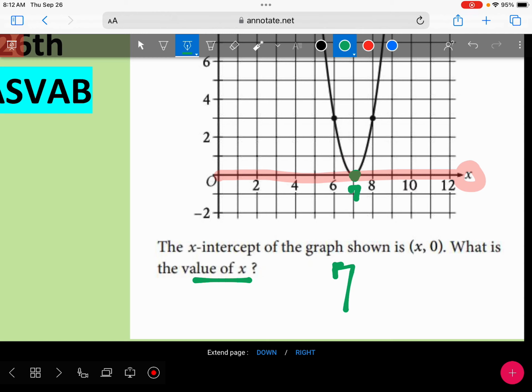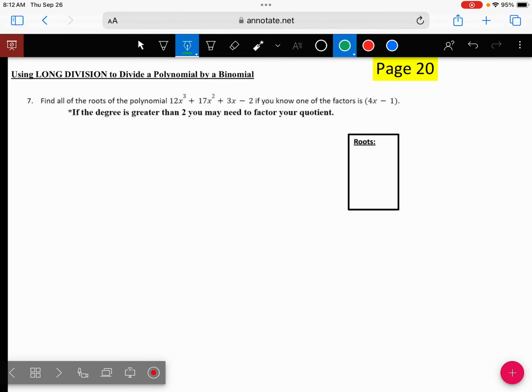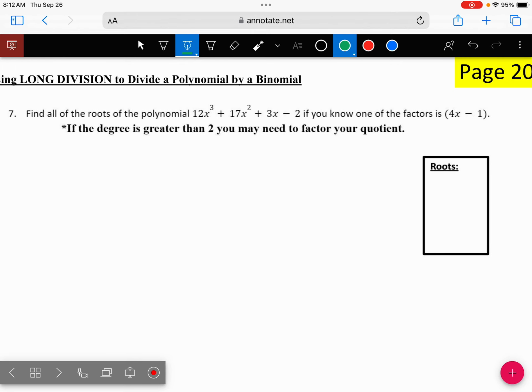All right, we got 2 questions we're going to do in our notes today, and then that'll be all. We're not going to do synthetic division, so the last few pages of your packet we will not do. We're going to move that to chapter 3. So go to page 20, and let's set this up.